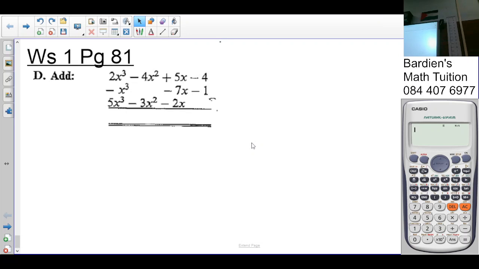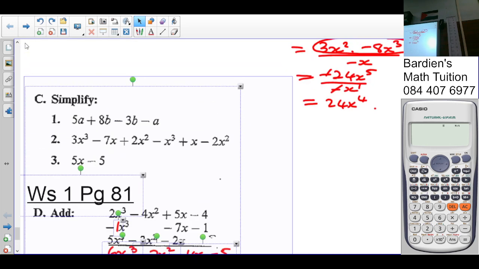So here we're doing a vertical addition. Not so. So what is 2x cubed minus 1x cubed? X cubed plus 5x cubed? 6x cubed. Negative 4x squared minus 3x squared. Negative 7x squared. Not so. 5x minus 7x? Negative 2x. Negative 2x minus 2x? Negative 4x. What's minus 4 minus 1? Minus 1. You all okay with that? Okay.